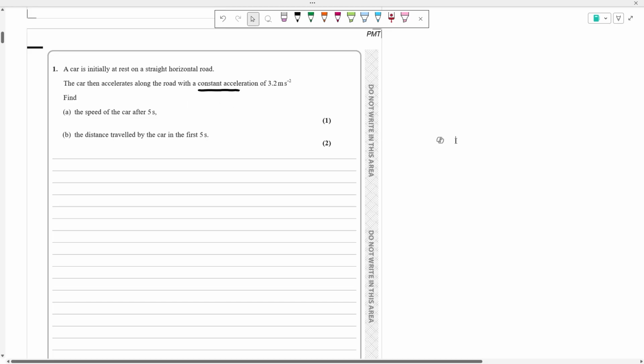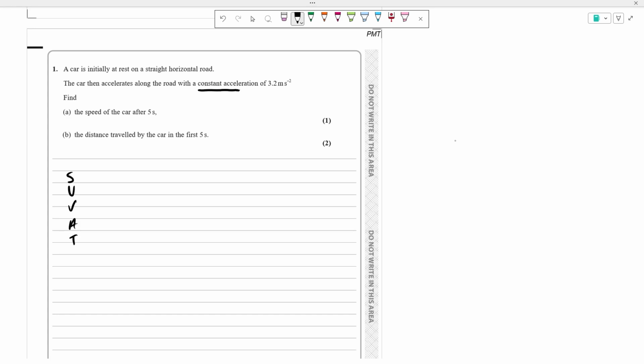Whenever I see constant acceleration, the first thing I like to write down is just SUVAT on the side, and I'm going to try to fill in some numbers. Sometimes this can be a speed time graph question, which might be better to do. I'm going to keep on reading on, but let's have a look. Part A: find the speed of the car after 5 seconds.